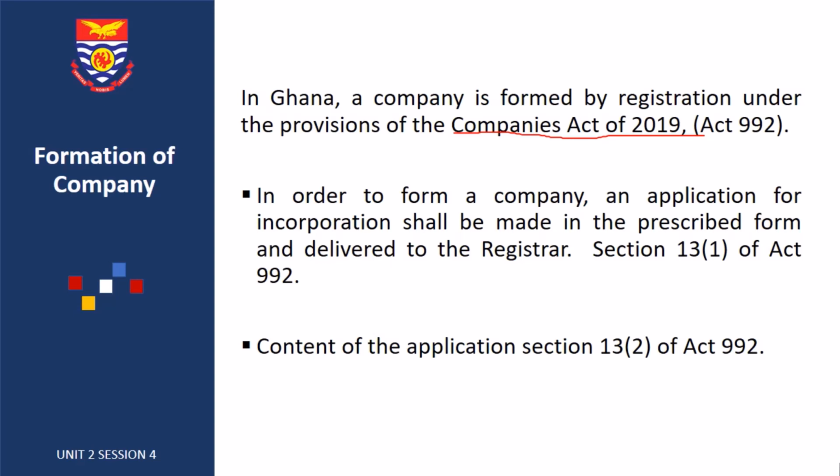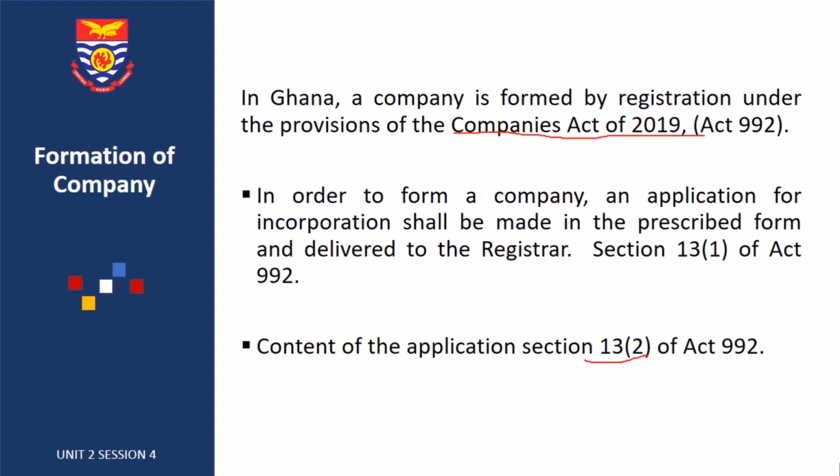Now, Section 13(1) of Act 992 provides that the promoters should file an application to the registrar for registration, which means that in order to form a company, an application for incorporation shall be delivered in a prescribed form to the registrar. Now, what is this application about? If you look at Section 13, subsection 2 of Act 992, it gives you the content of the application that you have to make to the registrar.